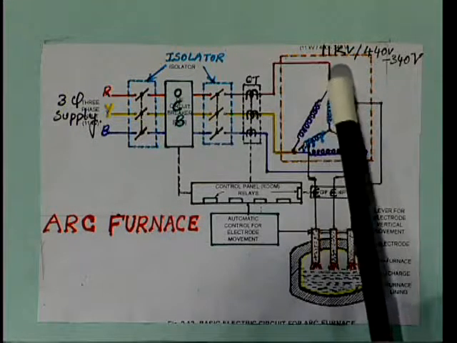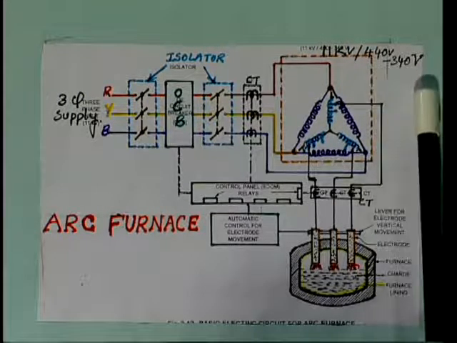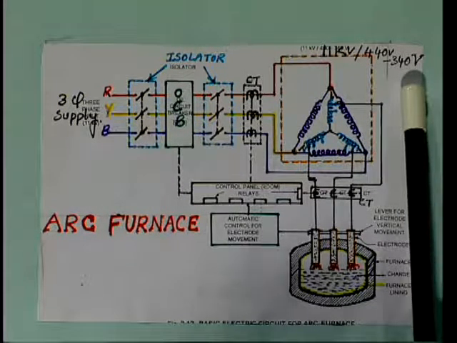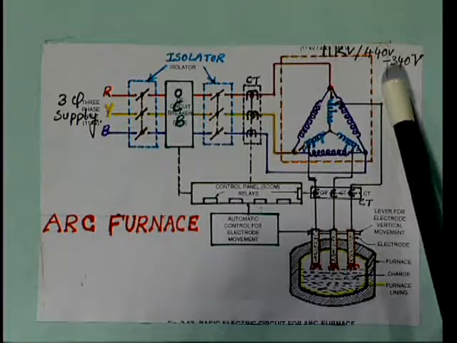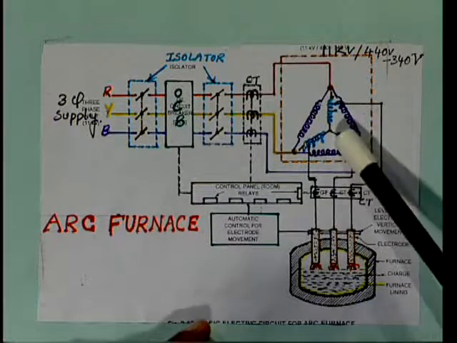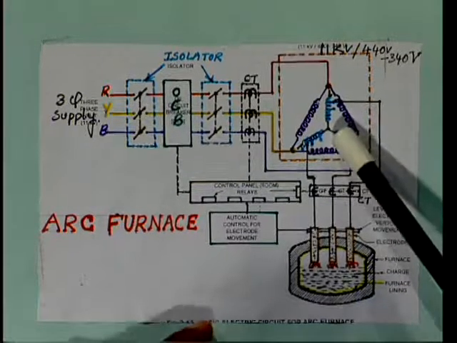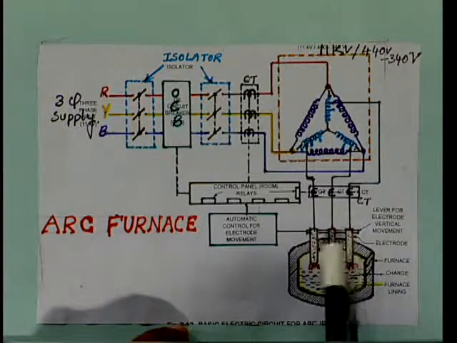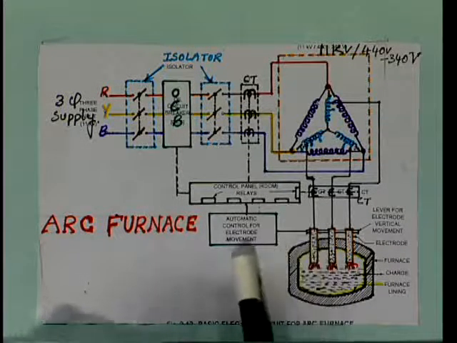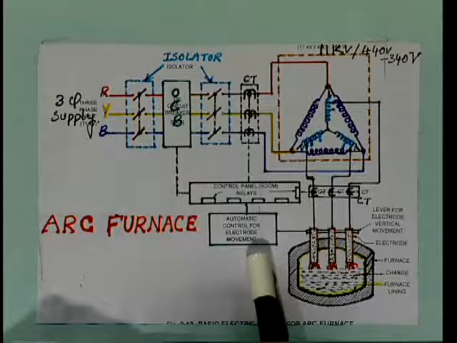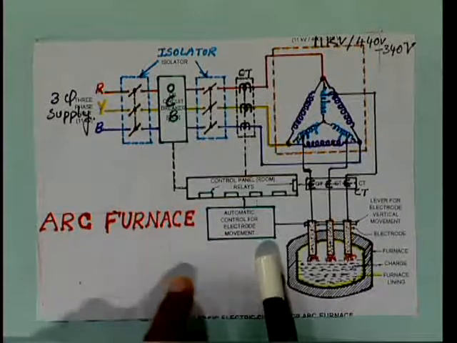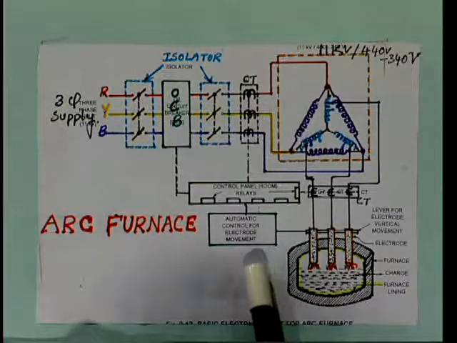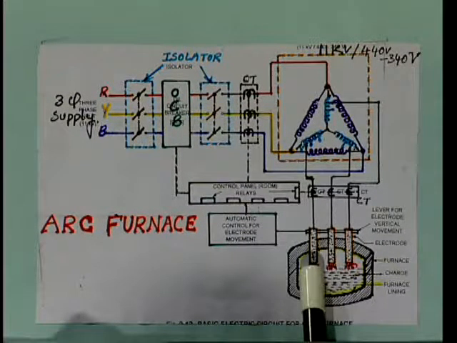The transformer rating will be 11 kV by 440 volts to 340 volts. So it can be adjusted down to 340 volts minimum, and the higher voltage will be 440 volts. From the transformer secondary or internal vertices, it is connected to the electrodes. The 3 electrodes are combinedly connected to a horizontal rod. It is connected to an automatic control system, which is useful for the initial short circuiting, that is, automatic control for electrode movement.